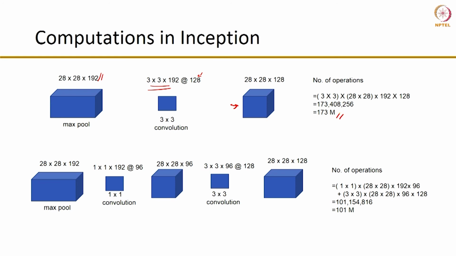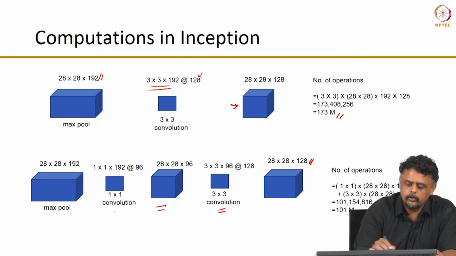Okay. Now, let us do the 1 cross 1 projections into a smaller volume. If we do that, then we produce 96 feature maps following the 1 cross 1 convolution. Okay. And then we follow it up with the 3 cross 3 convolution to again produce 128. So, we have to do this calculation here for the 1 cross 1 convolution. This is again very easy to write down.